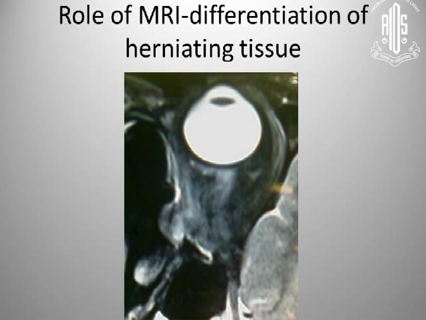The role of MRI in differentiating herniating tissues. Now, the greenstick fracture in the pediatric population is extremely common. The bones just snap back, and there could be a very small piece of muscle sheet or connective tissue entrapped, which might not be evident on CT, which we normally promote for trauma. But MRI can be useful in these patients to differentiate if there is a herniating tissue.